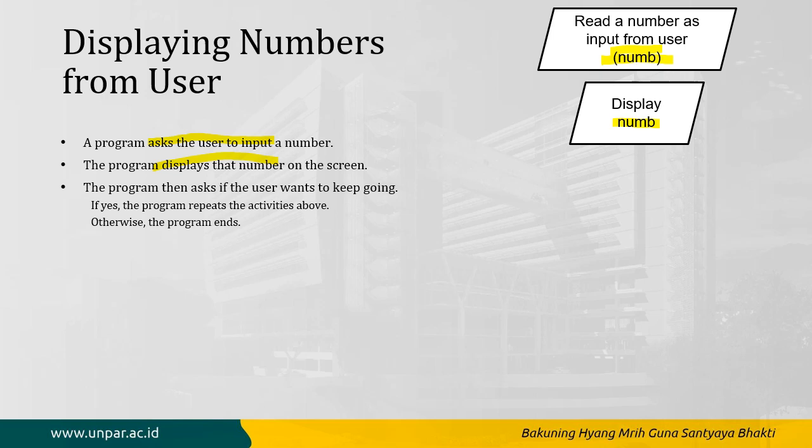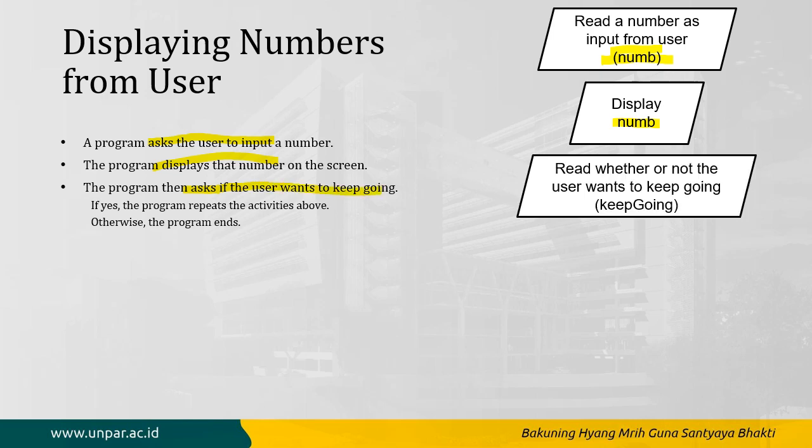Okay? So the next point says the program asks if the user wants to keep going. So the program asks for an input from the user. So again, we're going to draw another parallelogram because again, the program asks for an input from the user. So the program is going to read whether or not the user wants to keep going. And I'm going to store the answer from the user in this variable. It is called keep going.